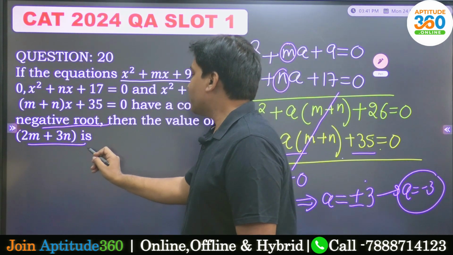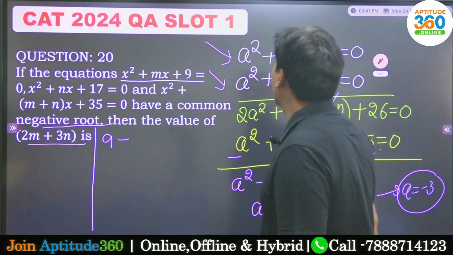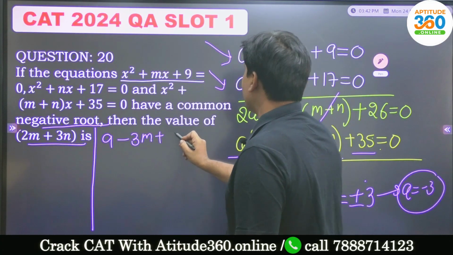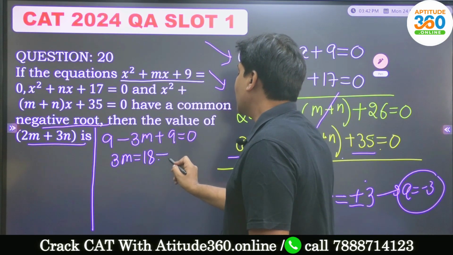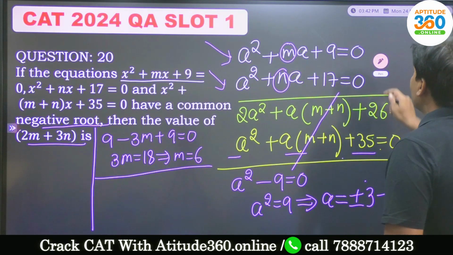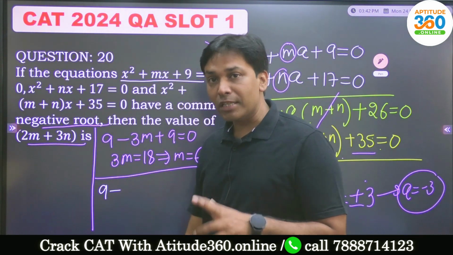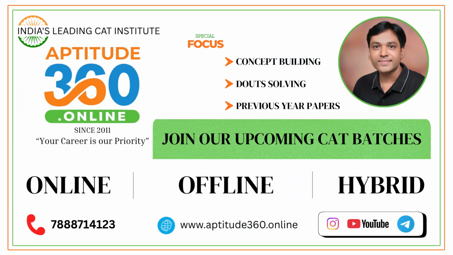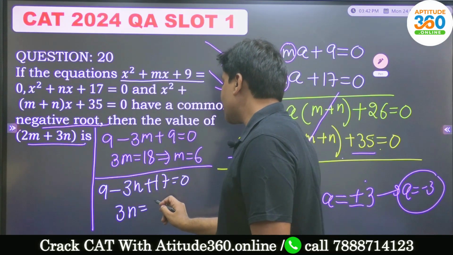Let us put the value of a in the first equation. If you do so, it is going to be what? A square is 9. Because a is negative 3, this becomes minus 3 times m plus 9 equals 0. So 3m becomes 9, value of m is 3, right? And then if you plug in the value of a in the second equation, a is minus 3, square is 9, then minus 3 times n plus 17 is equal to 0. So the value of 3n is 9 plus 17, it is 26.